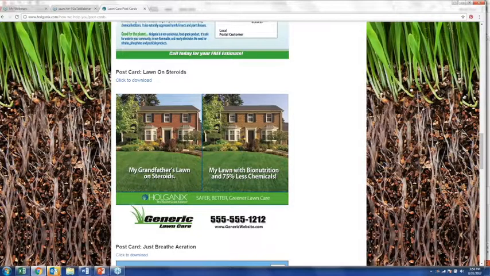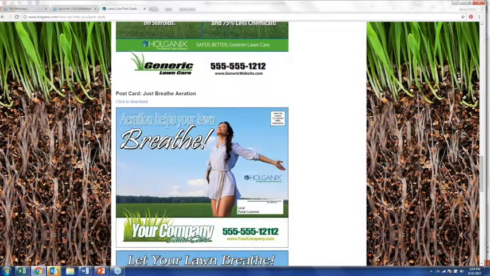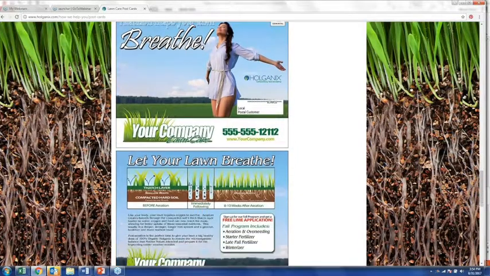And then at the bottom here, I'm going to scroll down. There's been a little conflict on this, but we've got two postcards that are all about aeration and using Holganix and aeration. This first one here has been somewhat of a debate. We've got, your aeration helps your lawn breathe, and obviously getting a breath of fresh air. Some people claim that's a little too risque with her there breathing in, but I think it really gives you the imagery and the messaging that you want, that your lawn needs to breathe and it's important.